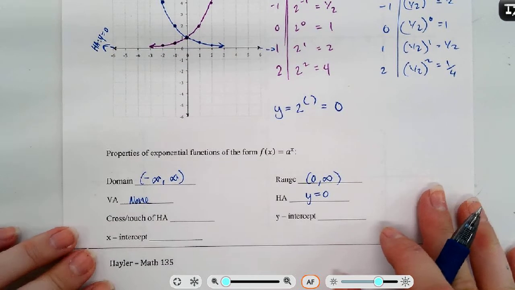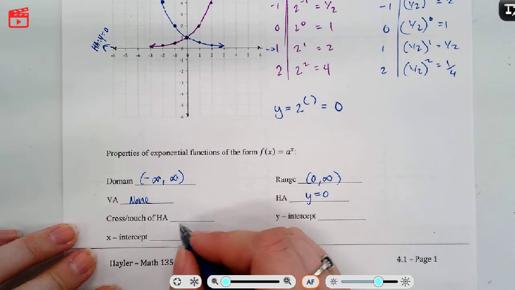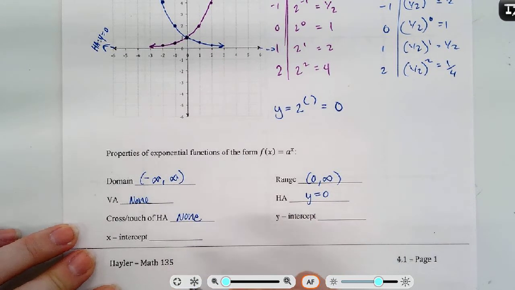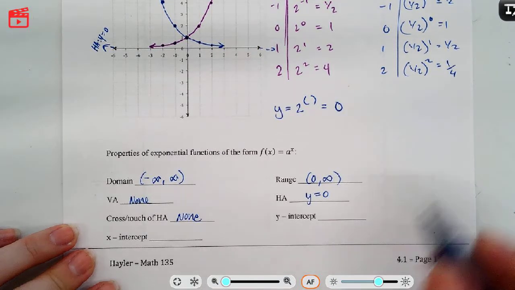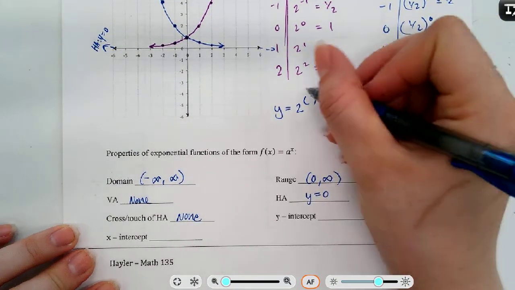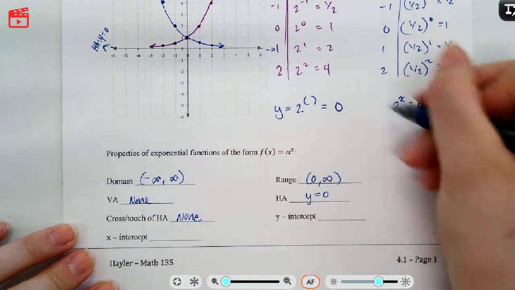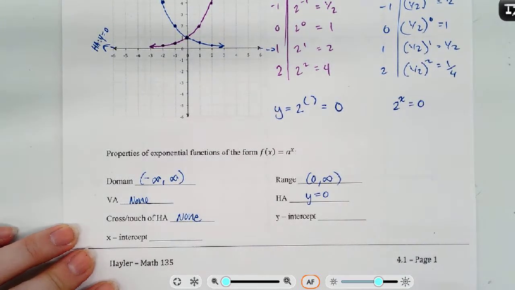Do we have any cross or touch points in the horizontal asymptote? No. Because that would be trying to figure out what value of x we can raise 2 to get 0. And that would never happen. So we don't have any cross or touch points for our horizontal asymptotes.